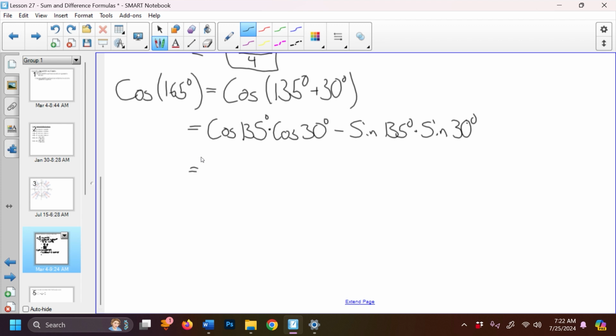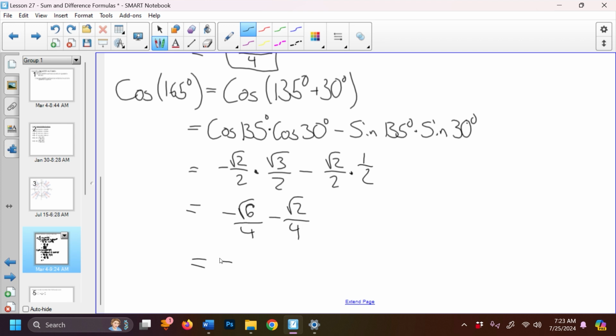The cosine of 135 degrees is negative square root of 2 over 2. The cosine of 30 degrees is square root of 3 over 2. The sine of 135 degrees is square root of 2 over 2. And the sine of 30 is 1/2. So I have negative square root of 6 over 4 minus square root of 2 over 4, which gives me negative square root of 6 minus square root of 2, all over 4.